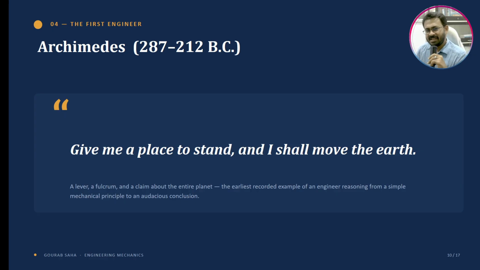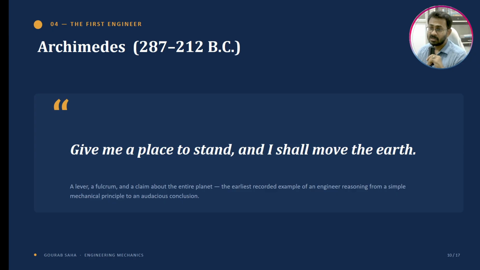So check the timeline. This is the timeline of Archimedes. Archimedes actually said, give me a place to stand and I shall move the earth. Now, if you just read this statement, at this point it doesn't make much sense to us, right? Give me a place to stand, I shall move the earth. Well, if you dig a little bit deeper and try to understand what this great mind is trying to tell us, it is basically talking about the lever.